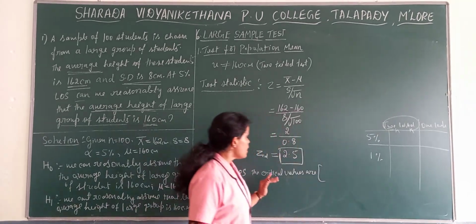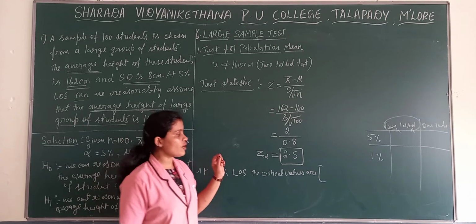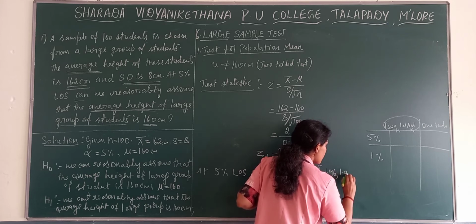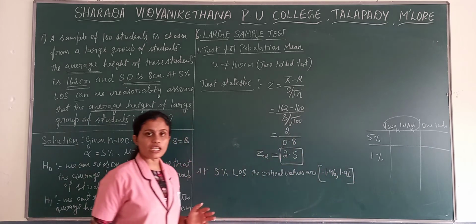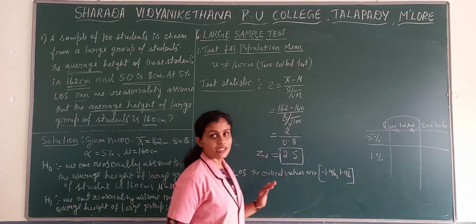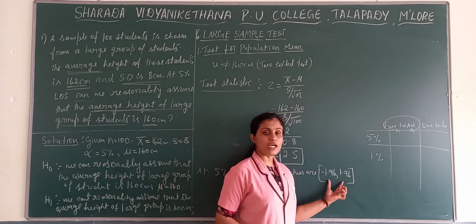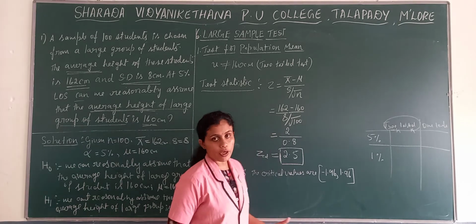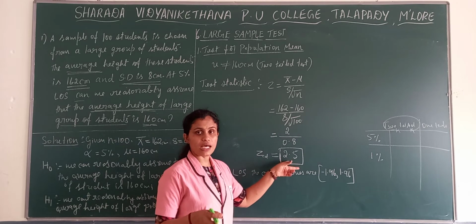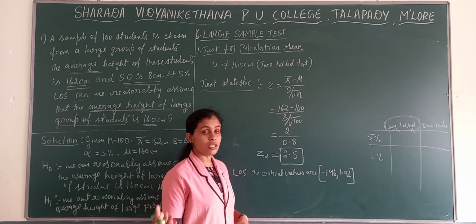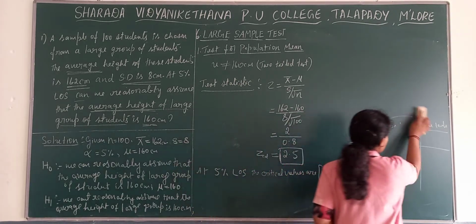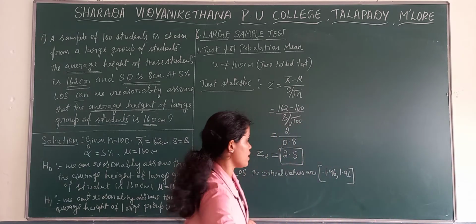Now, as I said, when it is a two-tailed test, we take the values as minus 1.96 and positive 1.96. If it is left-tailed or right-tailed, we take only one value. In case of two-tailed tests, we take values as minus 1.96 and positive 1.96. Now, how to check whether it falls in the acceptance region or in the rejection region? See here, the critical values are minus and positive 1.96.